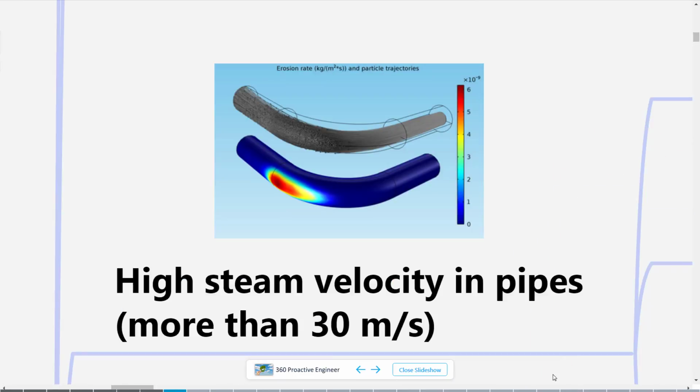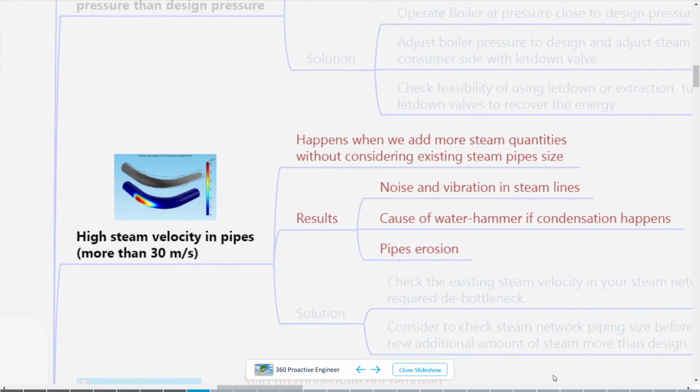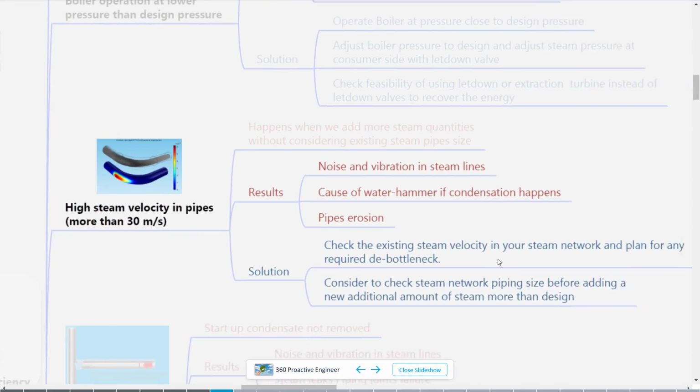The next problem will be high steam velocity in pipes. This means we are working with velocity more than 30 meters per second for the steam. This can happen when we are adding more steam quantities than the steam pipe size can handle. This will result in noise and vibration in the steam lines. This can cause water hammer if we have condensation. In the long term, this will also cause pipe erosion.